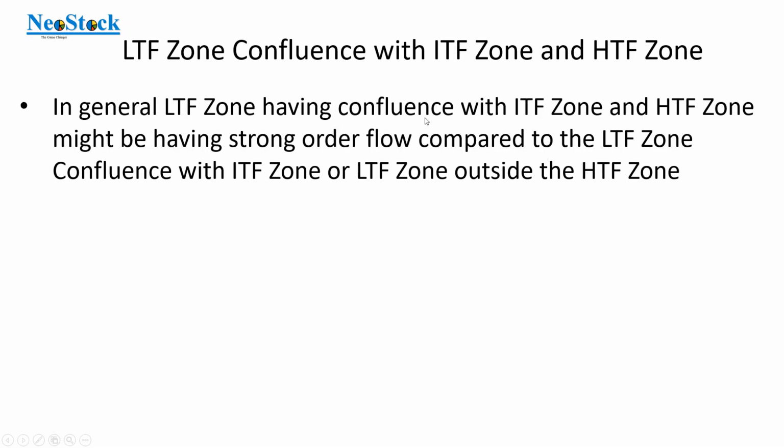So in general, an LTF zone having confluence with ITF and HTF zones might have strong order flow compared to an LTF zone with confluence with only the ITF zone, or an LTF zone outside the HTF zone. In either case, this combination, that means LTF, ITF and HTF, all three overlapped with each other, is a much more powerful concept. That is what we are seeing in the high liquidity zones.